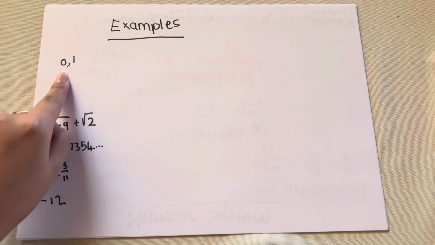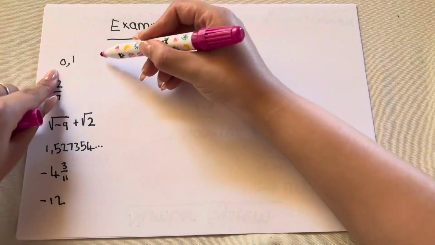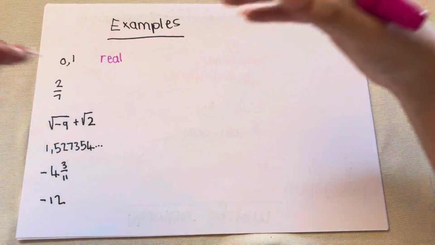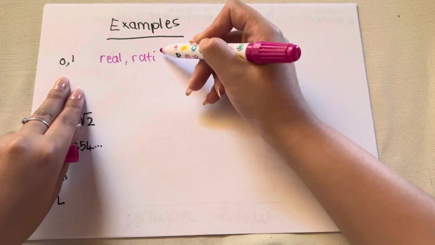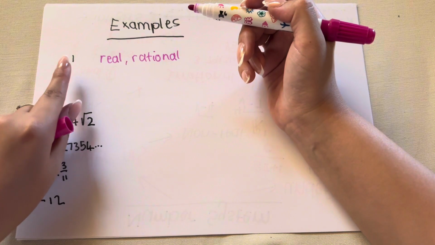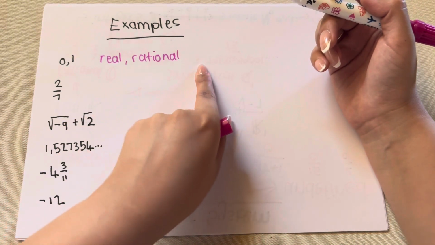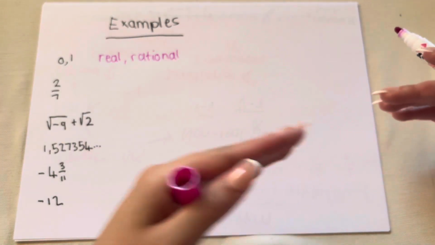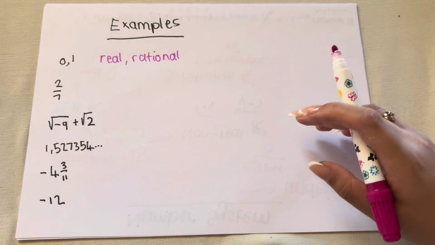0.1. This is part of our number system. This is what we call a real number. Within the real, we can see it's rational as well. Why rational? Because this is a terminating decimal. So it's rational. It's not going to be classified as an integer because integers are our negatives, 0 and positives. So if it's not an integer, it won't be whole and it won't be natural.